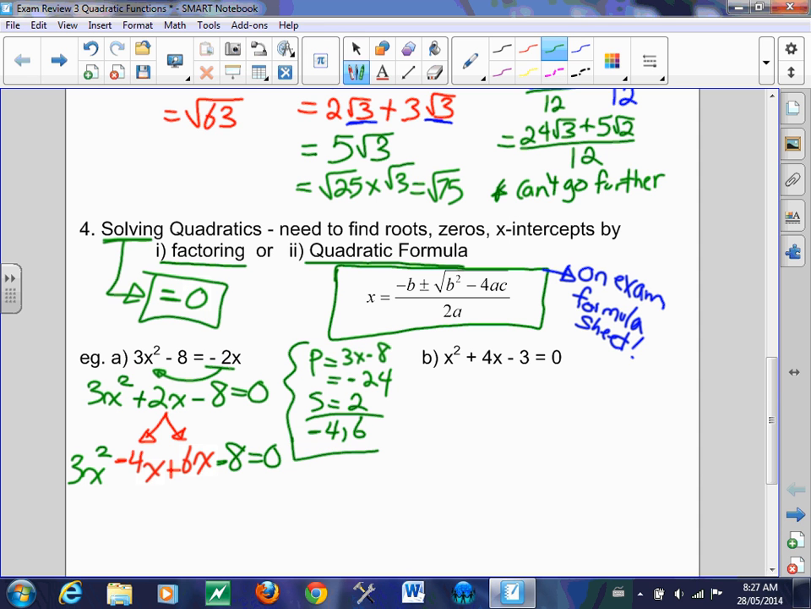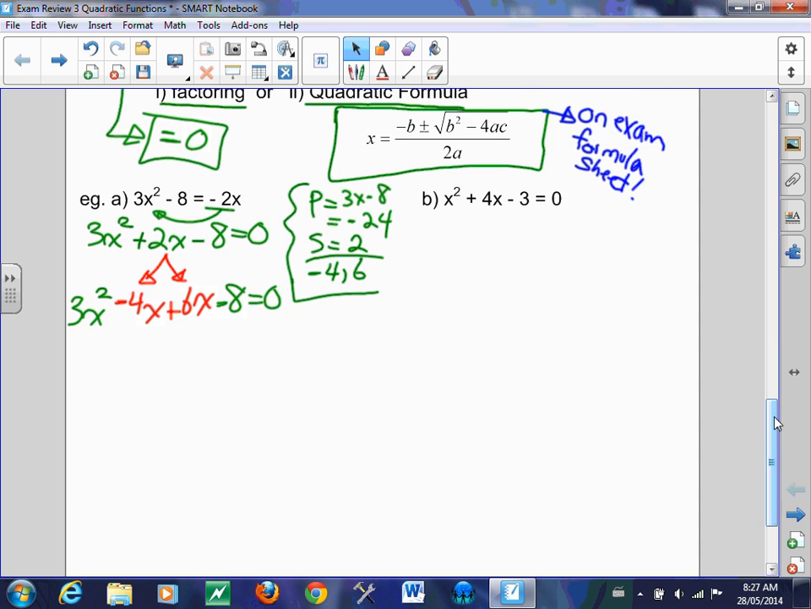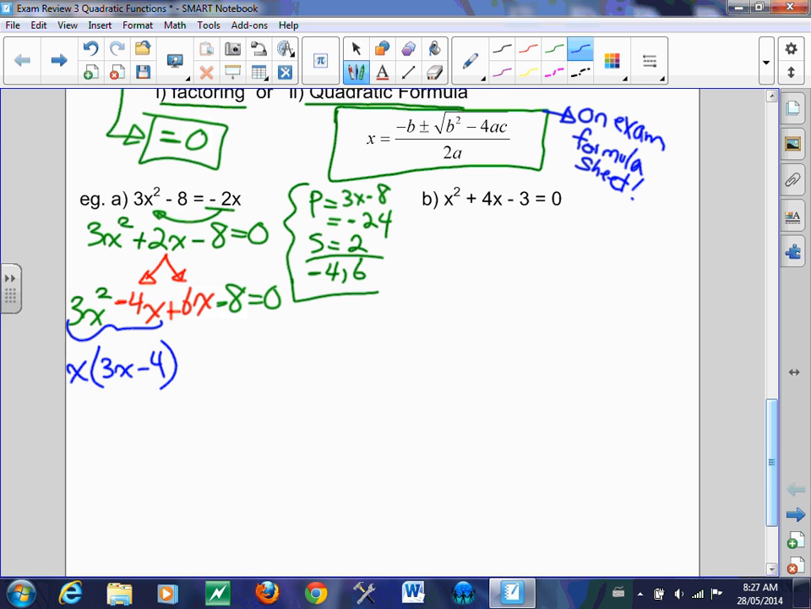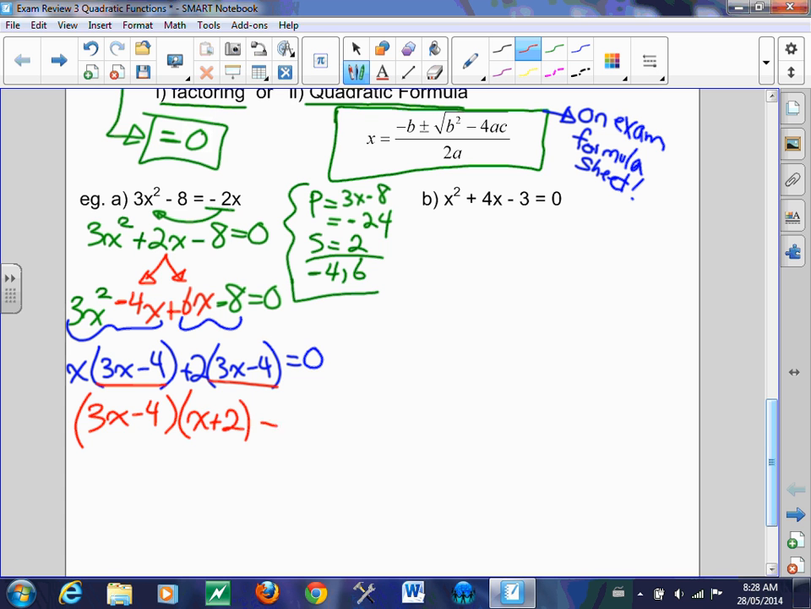Now remember, guys, it's called factor by grouping. What's common in the first two terms? Hey, I see an x. When I common factor out an x, I'm left with 3x minus 4. Looking at the second two terms, what's common there? I see a positive 2, so plus 2. What's left over? 3x minus 4 equals 0. We're almost done here, folks. Notice here we have a common binomial, 3x minus 4, and the leftovers are x plus 2 equals 0.